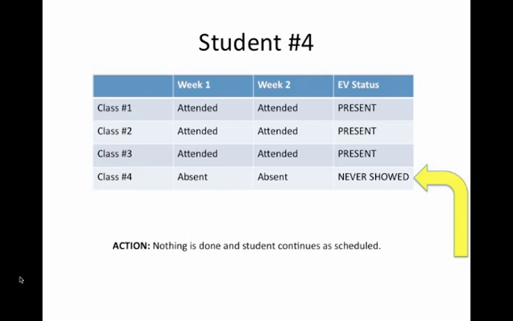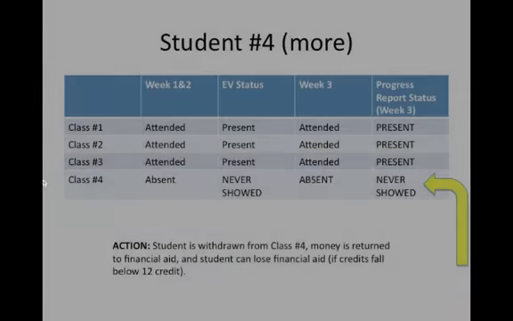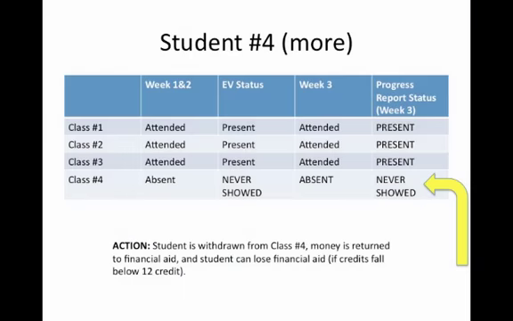In this case, advisement is going to use the highest percentage of classes to presume that the student is still in attendance at the school and not remove them from that class. But if we continue with that student and we find out in week 3 during that progress report that they are again marked as having never showed, the student is withdrawn from that class.